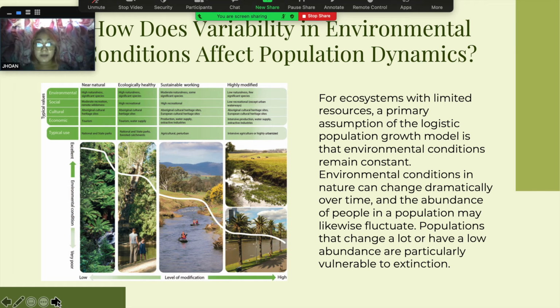How does variability in environmental conditions affect population dynamics? For ecosystems with limited resources, a primary assumption of the logistic population growth model is that environmental conditions remain constant. Environmental conditions in nature can change dramatically over time, and the abundance of individuals in a population may likewise fluctuate. Populations that change a lot or have a low abundance are particularly vulnerable to extinction.